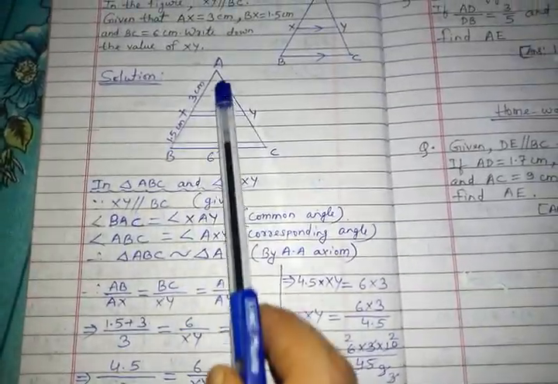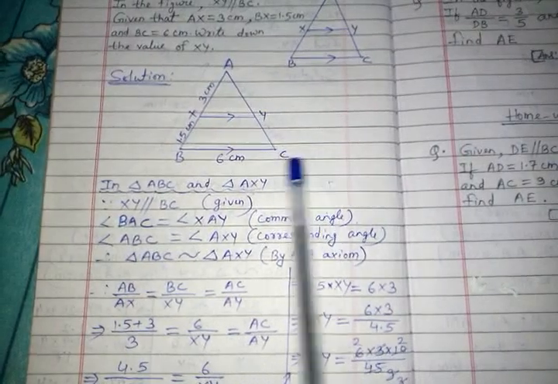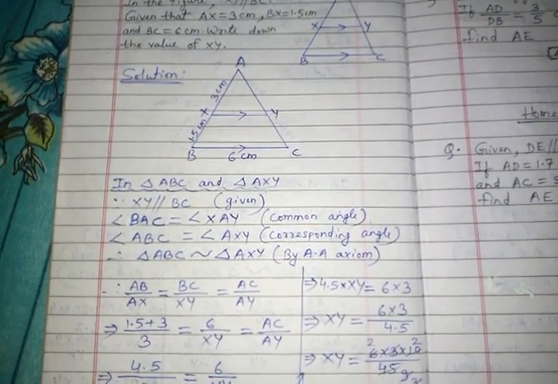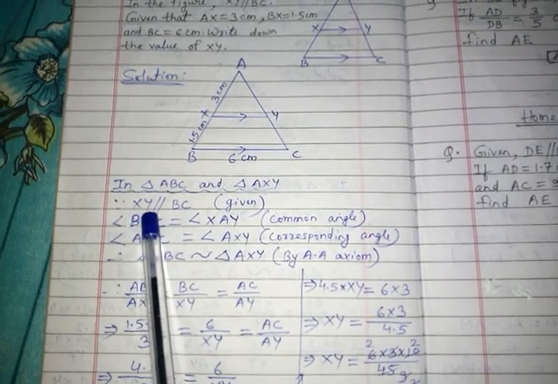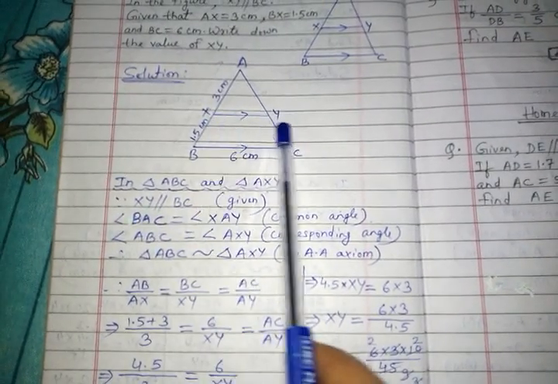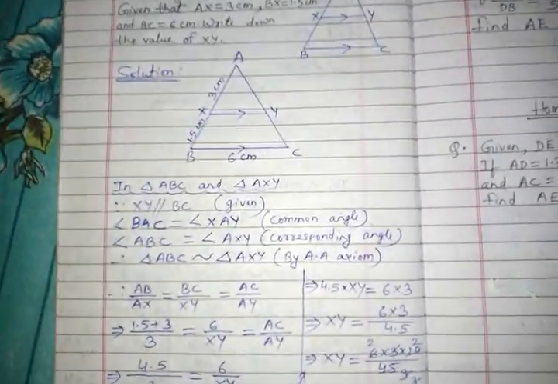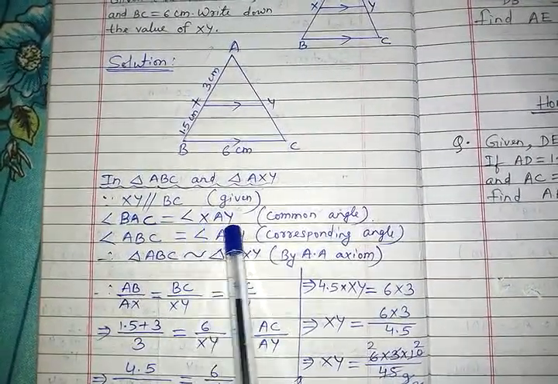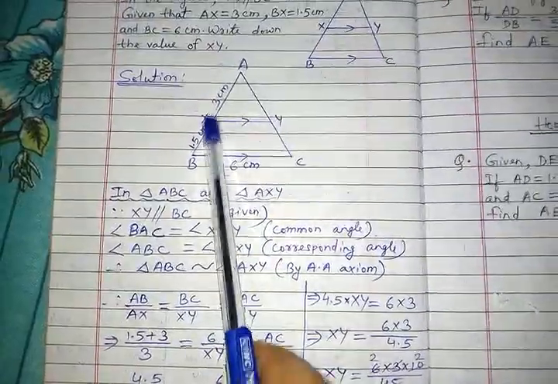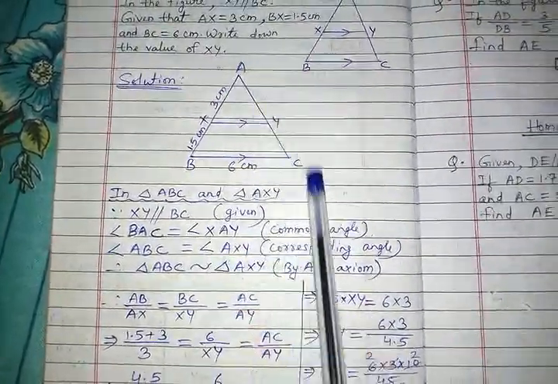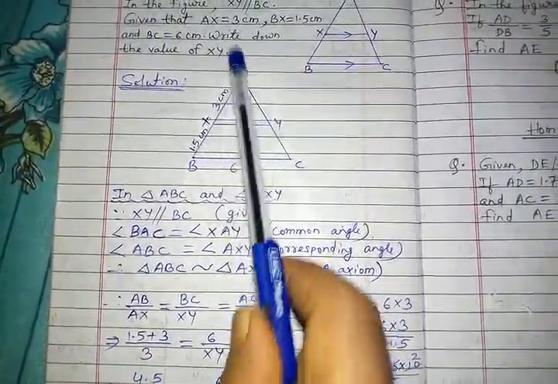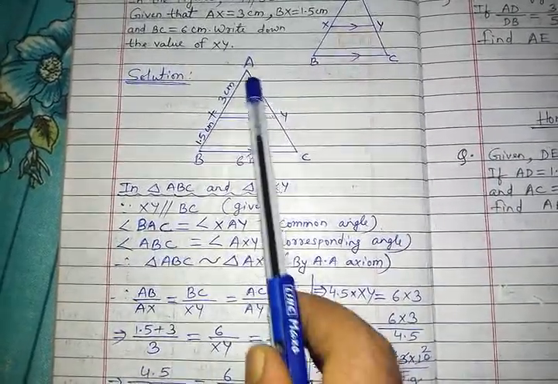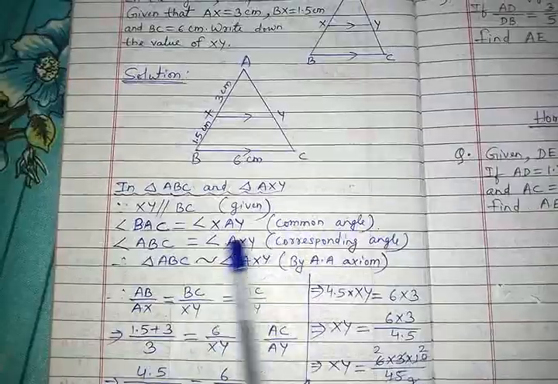In triangle ABC, the larger triangle, and triangle AXY, the smaller triangle, given that XY is parallel to BC. Next, angle BAC is equal to angle XAY. BAC is angle A, XAY is also angle A. Angle A is common in both triangles.